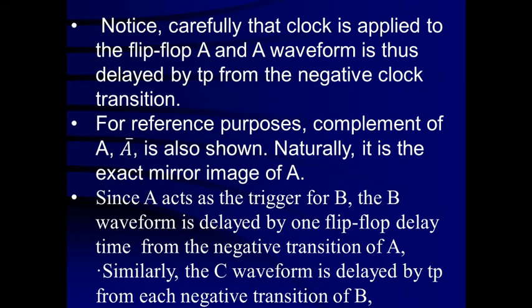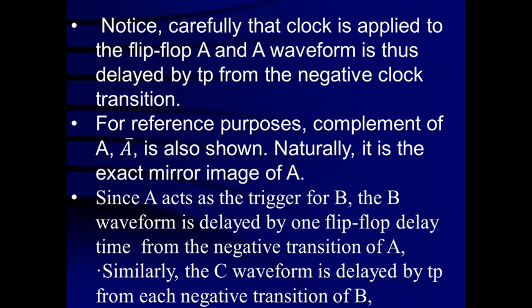Notice carefully that the clock is applied to flip-flop A, and the output waveform of flip-flop A is delayed by the propagation delay time Tp from the negative edge of the clock pulse. That means it is not occurring exactly at the same time as the negative edge of the clock pulse, but it is delayed by Tp.